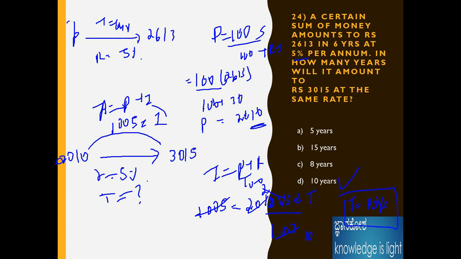Initially it was not given how much amount converts to 2613. Here we calculated with respect to the sum. The principal we got is 2010. Then we calculated the interest from the converted amount. Now we need to calculate the term, how many years it takes. Here it takes 10 years to convert 2010 to 3015. If you apply this logic, we can easily solve the method.